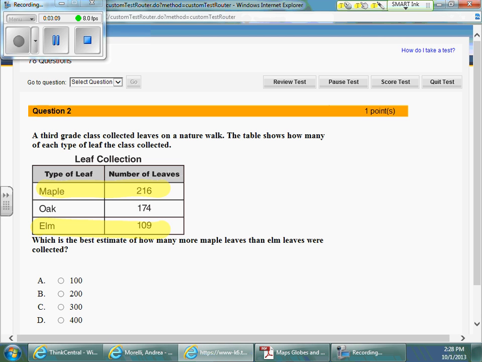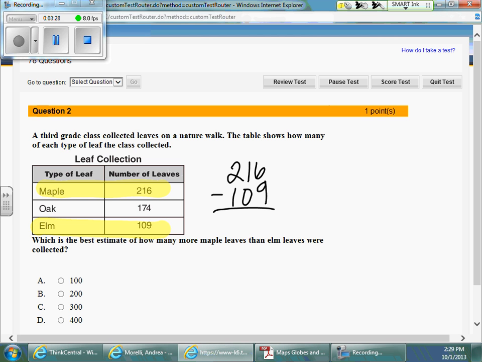Christian, nearest 100. How do you know that? Because all the choices end with 0, 0. Great. So we're going to round 216 and 109.